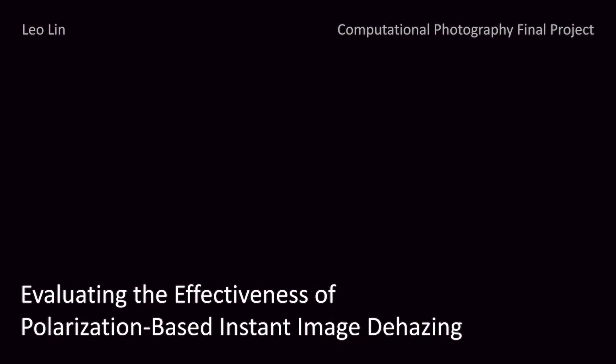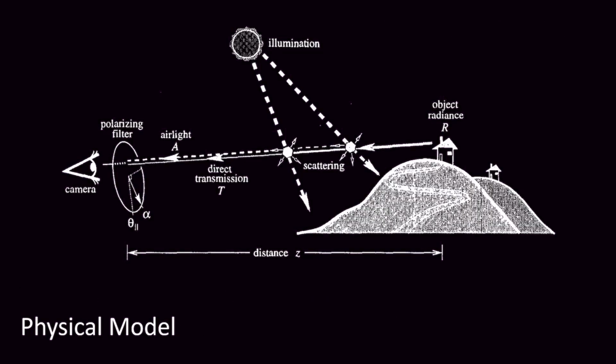Hello everyone, my project for computational photography is evaluating the effectiveness of polarization-based instant image dehazing, which is based on a paper by Schechner called Instant Dehazing of Images Using Polarization. This is a physical model they used to derive their methodology.